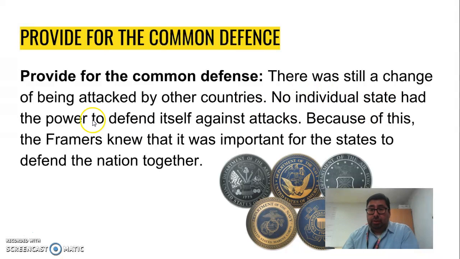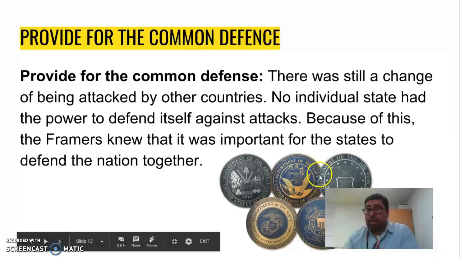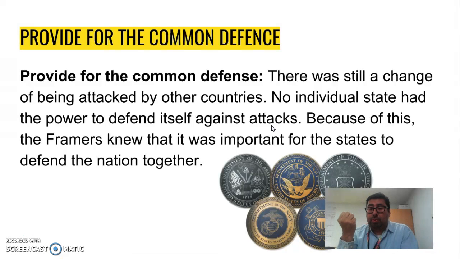So no individual state had the power to defend itself against attack. Because of this, the framers knew it was important for the states to defend the nation together. So that created all our armed branches. They figured out, alone we can do battle, but together we're stronger, so we can protect each other. So provide for the common, everybody, defense, protection of everyone.